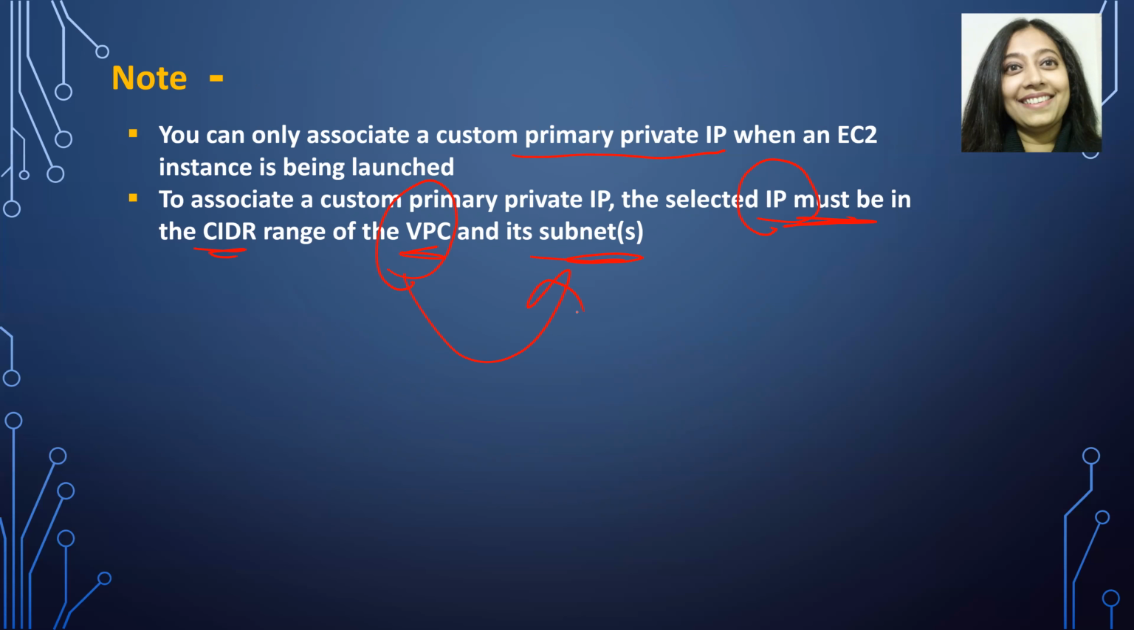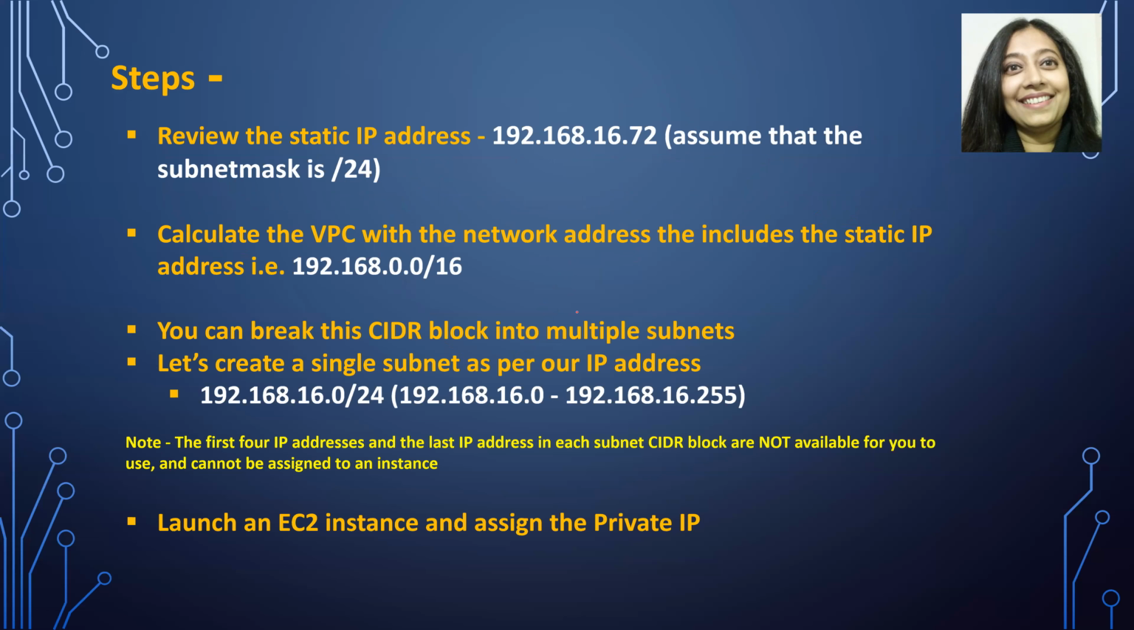Steps for our lab today. Review the static IP address, right? So this is the IP address that we have chosen. And I'm assuming that the subnet mask is /24. Of course, you could have different versions of this. You can have whatever. It supports between, I think, /16 all the way to /29, if I'm not wrong. That's what is supported by AWS. So we are going to assume that this is a subnet mask. This is our IP address.